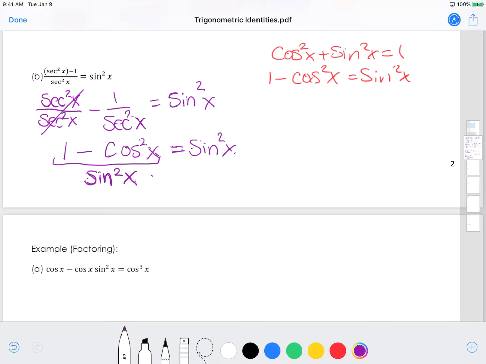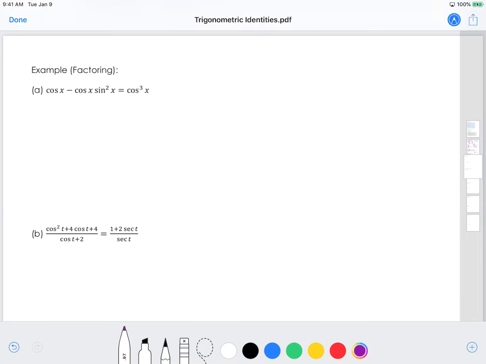So I have sine squared x is equal to sine squared x. And we just proved that identity as well.